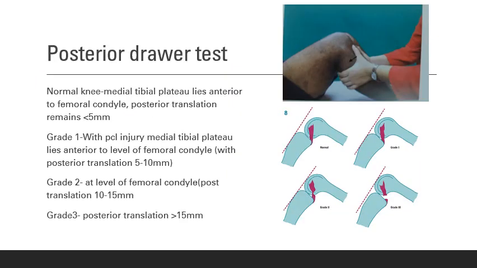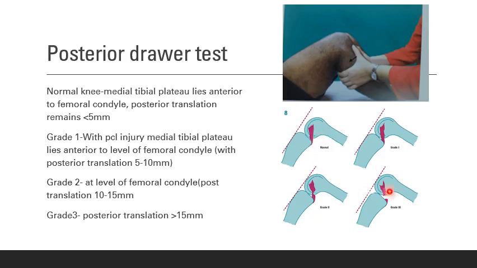Second test for PCL injury is posterior drawer test. In this test, position of both examiner and patient is similar to that of the anterior drawer test. Only difference is examiner will push the proximal tibia posteriorly and again pull forward to look for the posterior translation. Normally, medial tibial plateau lies anterior to that of the femoral condyle.